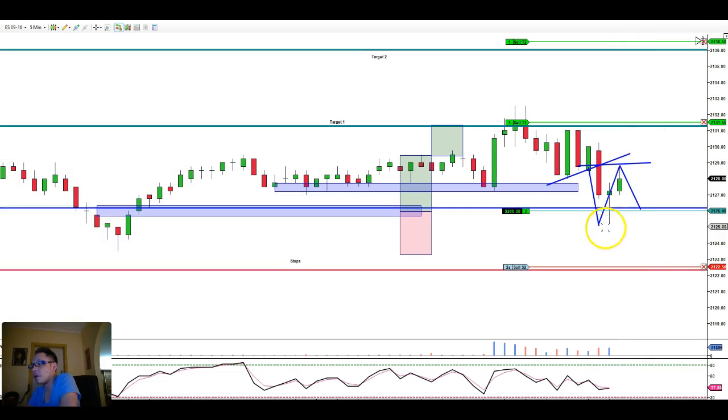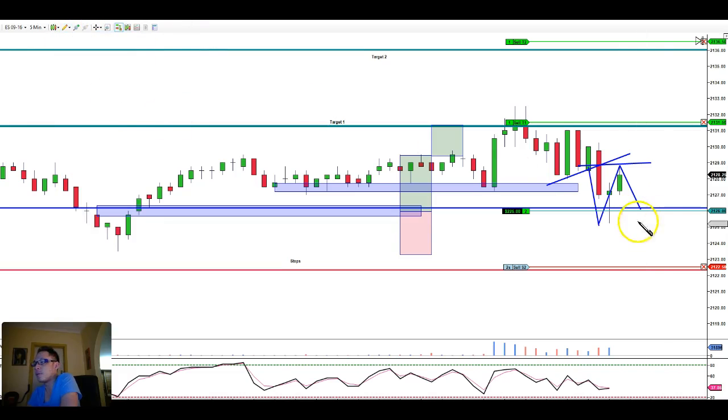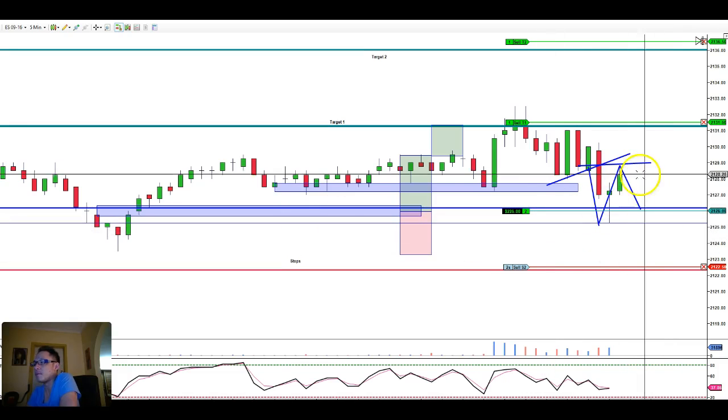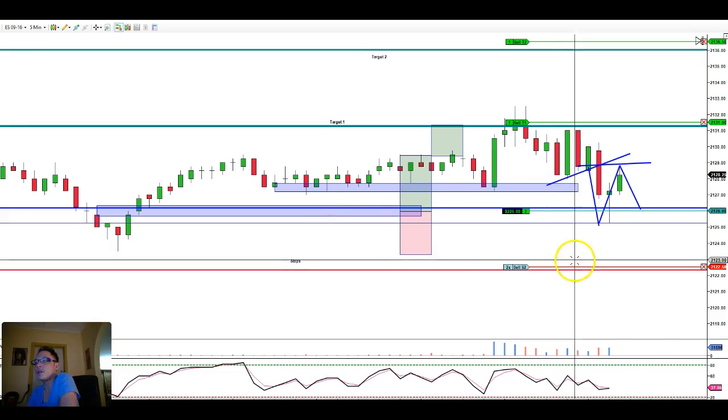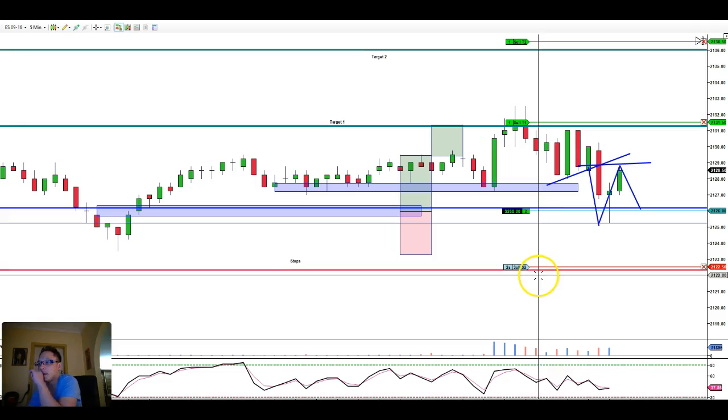Now, if it breaks below this level here, right, then we can start saying, oh shit, maybe we're wrong, okay? So if it breaks below that level there, then you can start to say, well, maybe we might be wrong. So what I could do is move my stops to about there, right? I'm just going to leave it here for now.